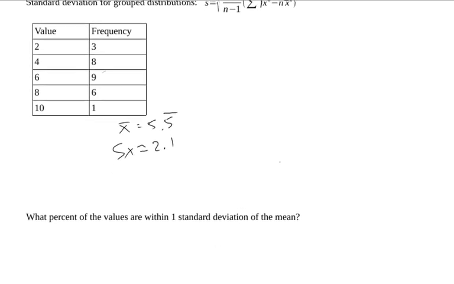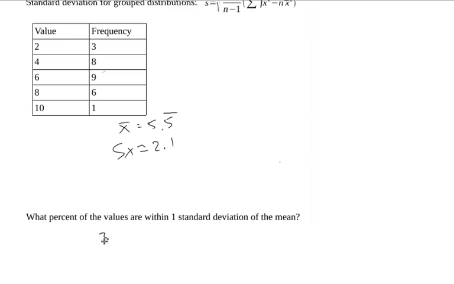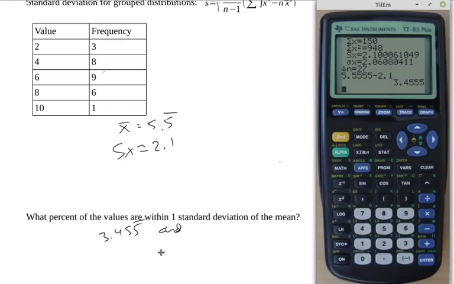What percent of the values are within one standard deviation of the mean? We're going to do the same thing as what we did before. I'll do 5.5 repeating minus 2.1. So this means they need to be between 3.455 and, I guess I don't need the bar over that. Nothing. These are all integers anyway. The sum of these, 7.655.